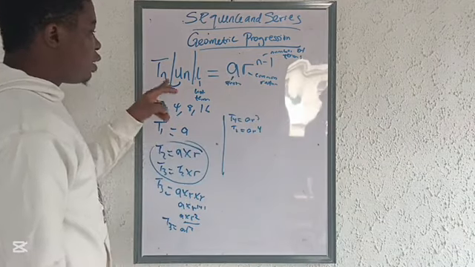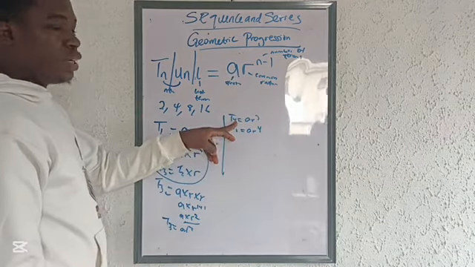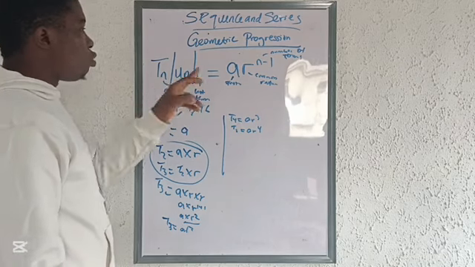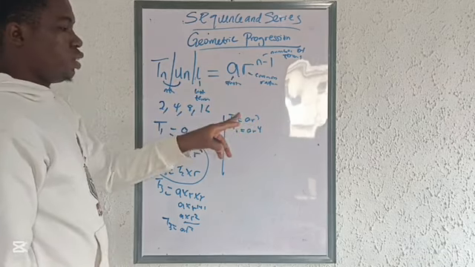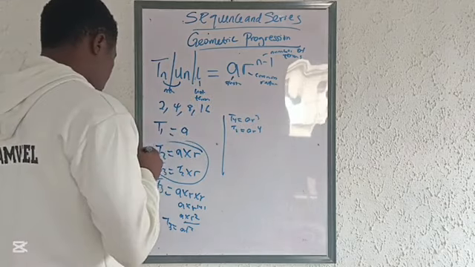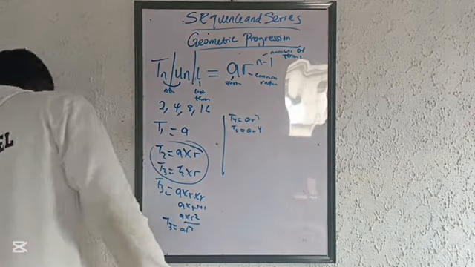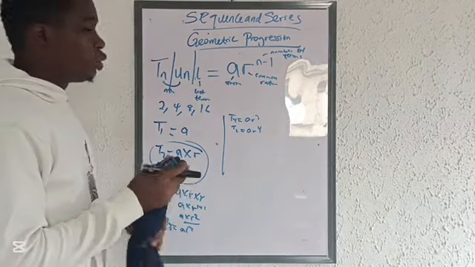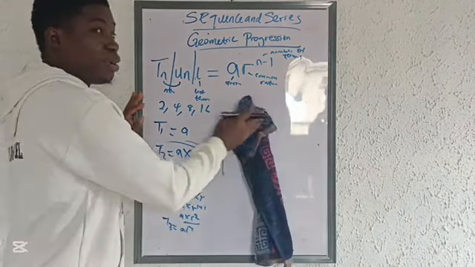Because your T4, the 4 here is your N. So if you have T4, you say 4 minus 1 will give you 3. T5, 5 minus 1 will give you 4. So that's a simple logic. Always looking for a way to simplify it, because it's Math Made Easy.